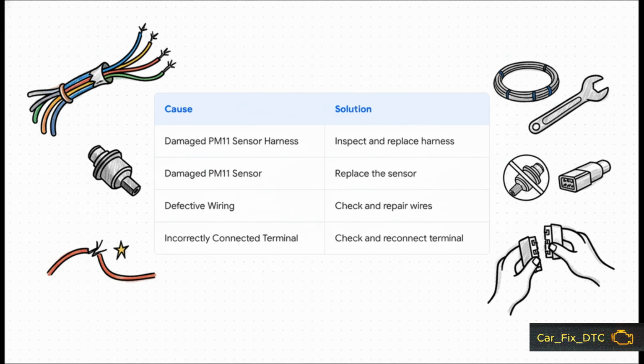If the sensor harness, that's the protective sleeve around the wires, is damaged, maybe from road debris or heat, you just inspect it and replace it. Simple. If the sensor itself has gone bad, well, you replace the sensor. Sometimes it's just some defective wiring a little further down the line that needs to be repaired. And honestly, a lot of the time, it's something as simple as an incorrectly connected terminal. We're talking a plug that's just come a little loose. 4 distinct problems, 4 totally straightforward solutions.